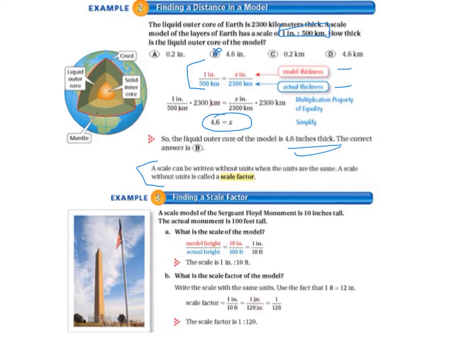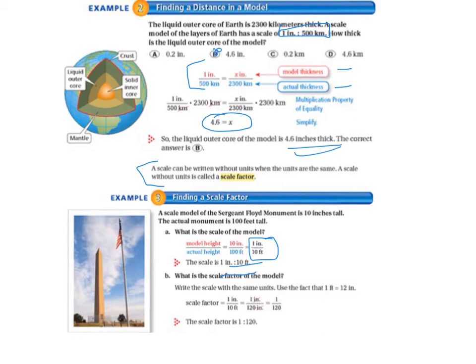So in example 3, we are finding a scale factor. A scale model of the Sergeant Floyd Monument is 10 inches tall. The actual monument is 100 feet tall. What is the scale of the model? So we take the model height and put it over the actual height, and that's 10 inches over 100 feet. Then we simplify so it has 1 on the top. So it's 1 inch to 10 feet. So the scale is 1 inch to 10 feet.